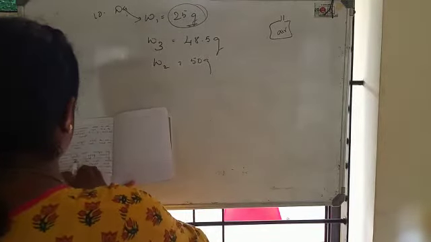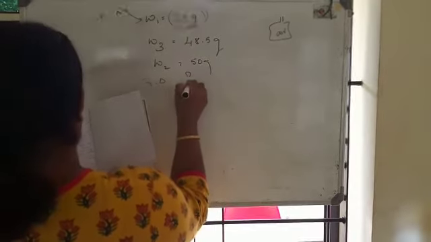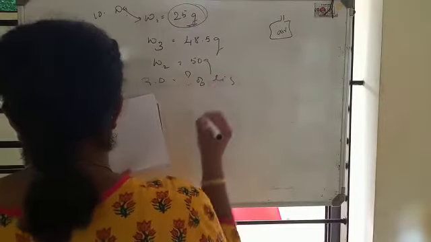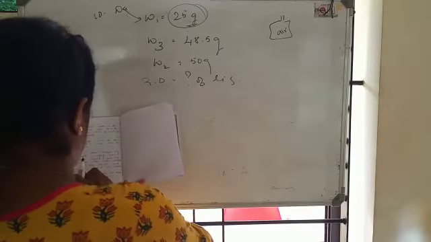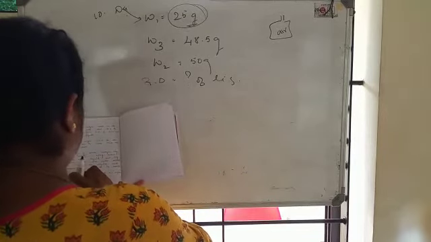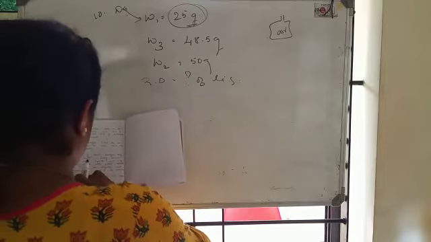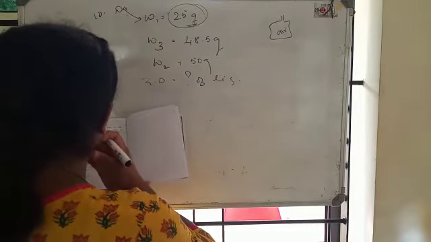When filled with the liquid, and 50 grams when filled with the water, calculate the relative density. So they are asking us to calculate the relative density of the liquid. Okay, 8th sum, we have missed something.